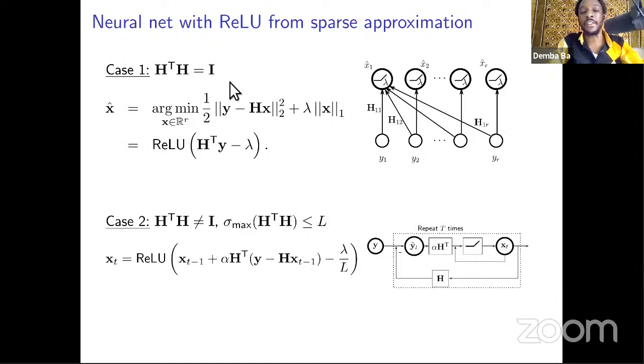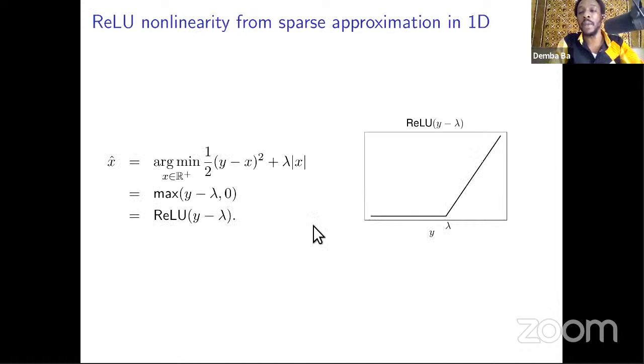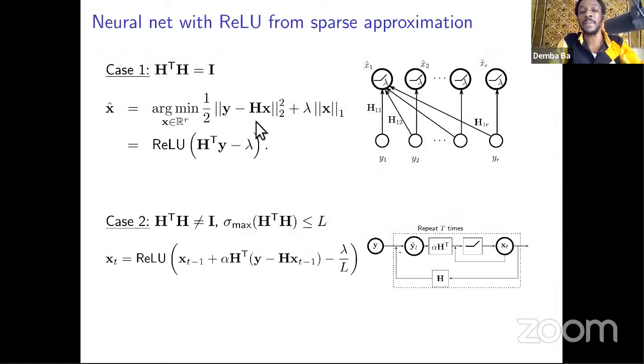It turns out that in this case, because H is an isometry, what you ought to do is the following. This L2 distance, y minus Hx squared, I can replace with H transpose y minus x squared, because H is an isometry. Once I do that, the problem separates into one-dimensional problems of this form here, so that the solution to this optimization problem, when H is an isometry, is obtained by projecting the data y onto H, subtracting lambda, and taking a ReLU. What does that remind you of? That's the one-layer neural network, where the weights of the network are given by H transpose, the nonlinearity is a ReLU, and the bias of that nonlinearity is given by negative lambda.